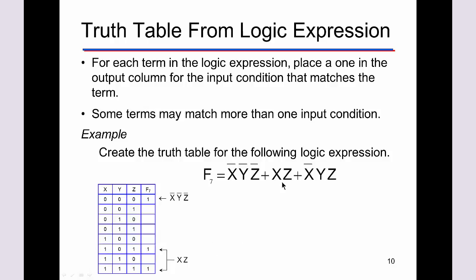There's no mention of y in this term, so we don't care what y is. X naught y z corresponds to 1 row on the truth table, a 0, 1, 1, or a digital 3. In the rows where we don't have 1s, of course, we add zeros. And our truth table is complete.